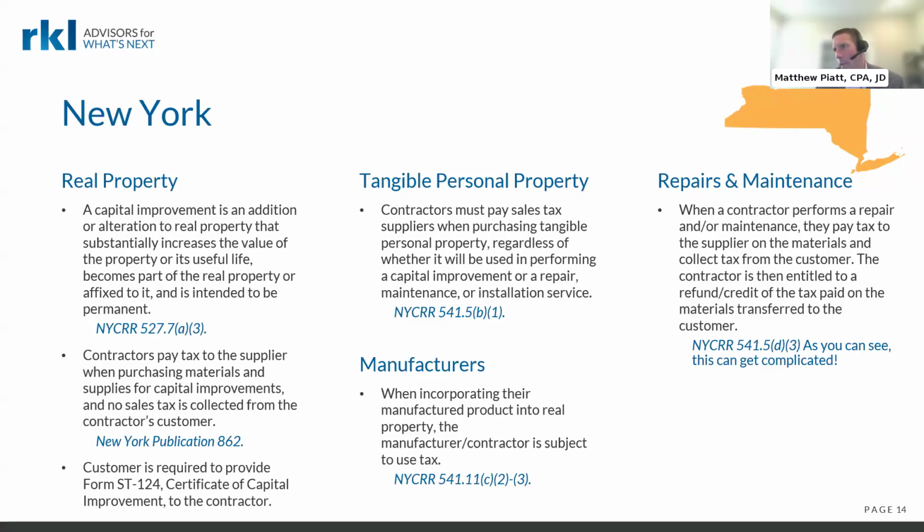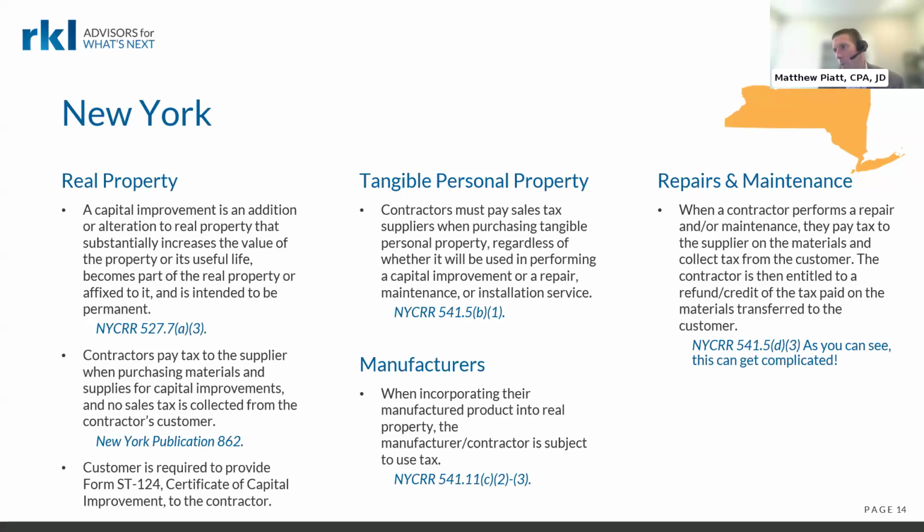So they get there a different way, but these are some of the same elements that we talked about in Pennsylvania, right? Intending to be permanent, fixed to the property, those type of things. So I don't think it's radically different what's considered capital or what's considered real property in New York or Pennsylvania. And I'm sure there is some variation at the margins, but they go about defining it as a capital improvement. So then contractors pay tax to the supplier when purchasing materials or supplies for real property or capital improvements, and no sales tax is collected from the contractor's customer. So similar, it's our general framework there.